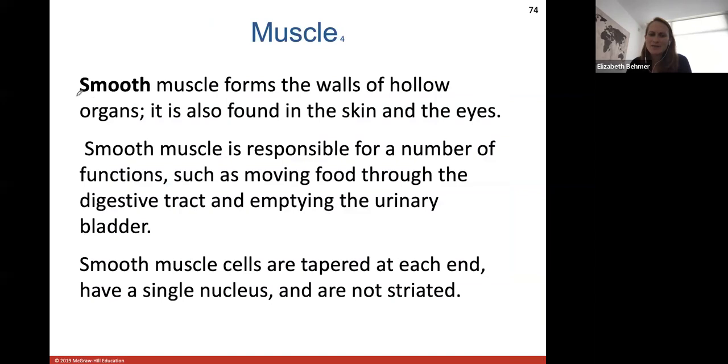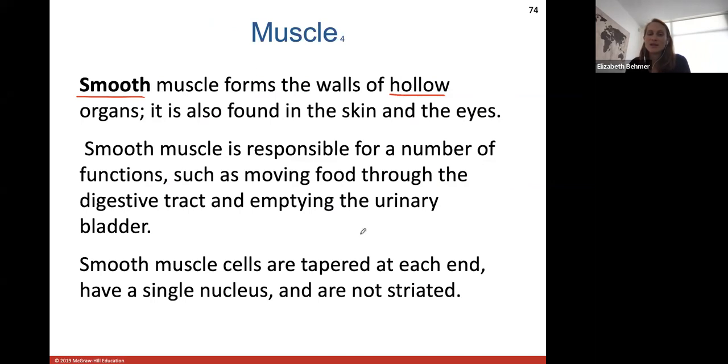And then the third type of muscle tissue is smooth muscle. It forms the walls of your hollow organs. So your stomach, your intestines. It also is found in the skin and in your eyes. It's responsible for a number of functions like moving food through your digestive tract, emptying your bladder. Smooth muscle is found in the walls of the uterus, so it will contract to help get the baby out.